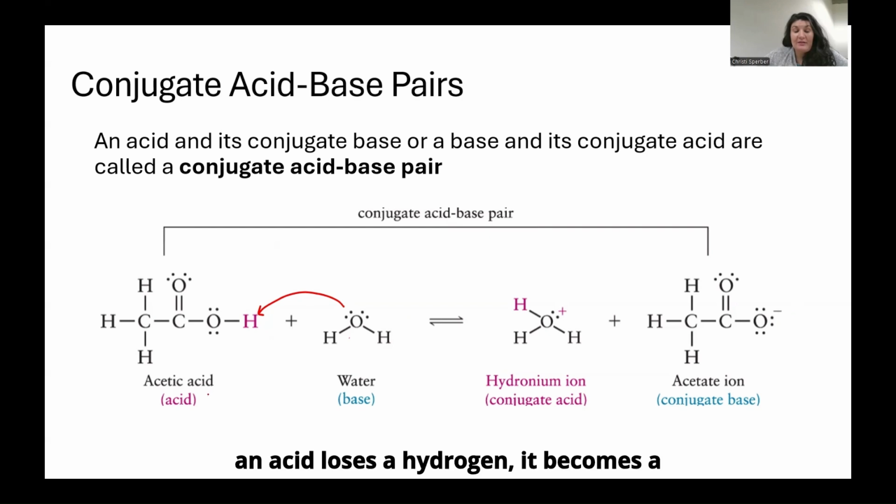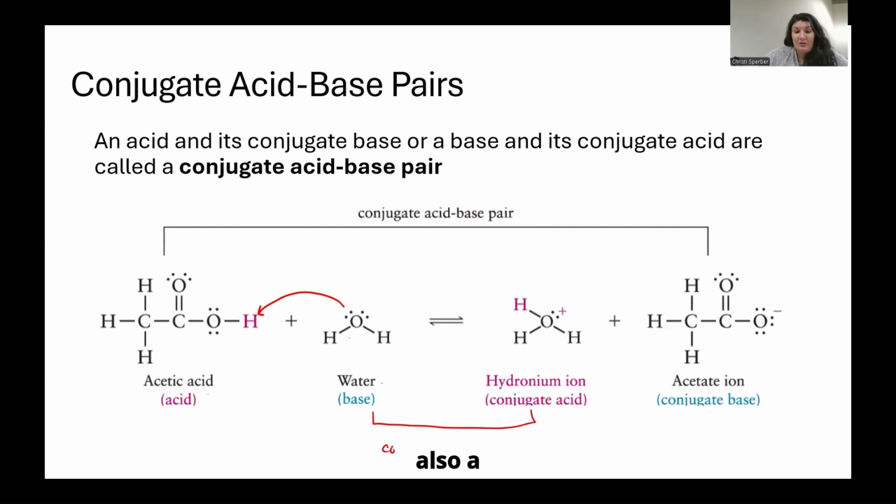When an acid loses a hydrogen, it becomes a conjugate base. The acid and the conjugate base constitute a conjugate acid-base pair. A base and a conjugate acid are also a conjugate acid-base pair.